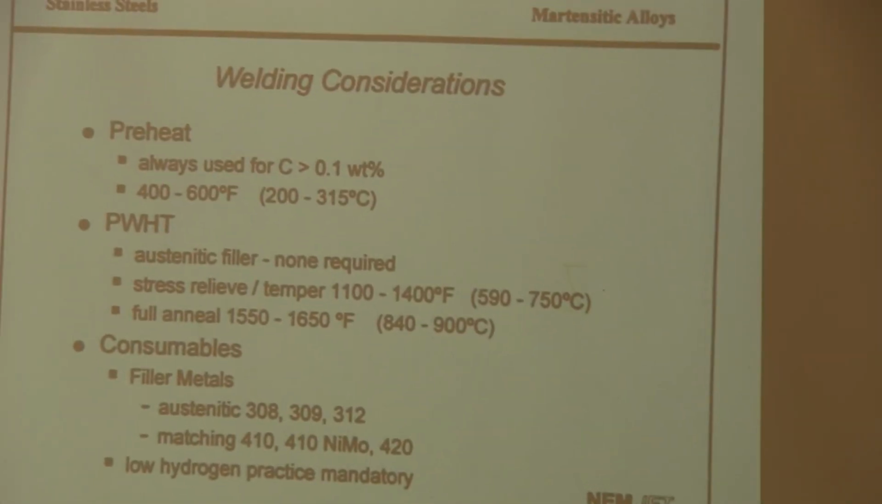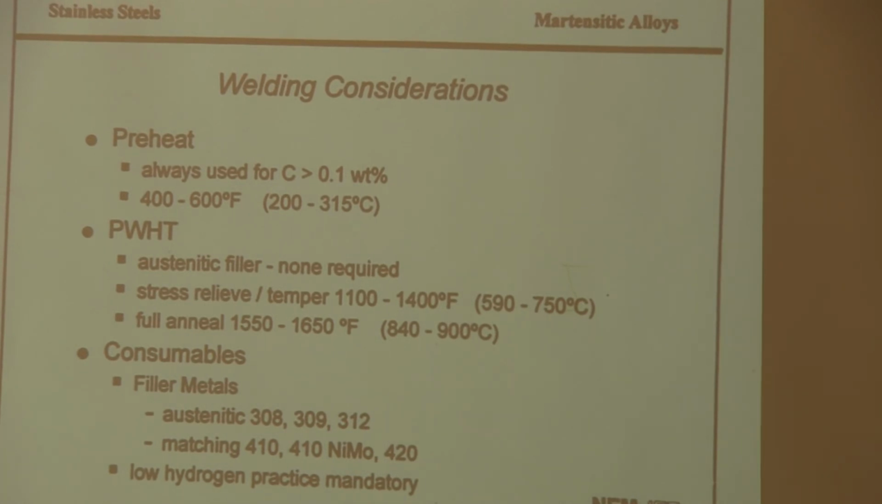Some things to consider when you're welding on a martensitic stainless steel alloy. It's recommended that you preheat all the time when you're welding martensitic alloys. It's not absolutely required if you've got a low carbon, below about 0.1 weight percent carbon. The preheat that's recommended is about 400 to 600 degrees F. The reason for the preheat is, like I said before, it's a martensitic alloy. You've got to worry about hydrogen cracking, and so the preheat will help to minimize that.